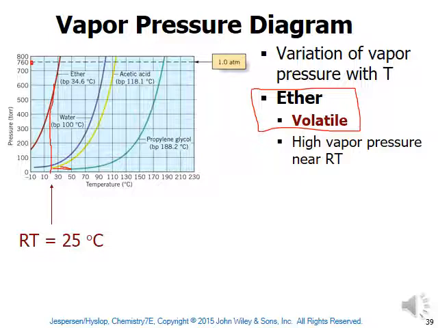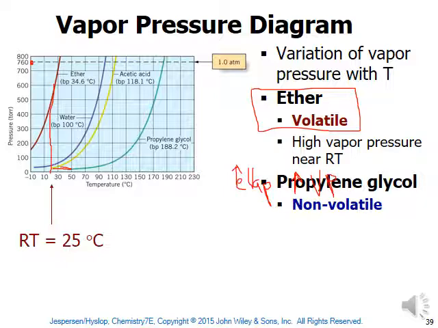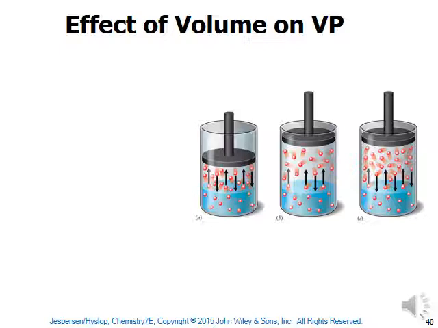So ether is very volatile. That means it evaporates very easily. So substances that evaporate will have higher vapor pressures. That's because they form a heavier layer of gas above them. Propylene glycol is non-volatile. Non-volatile means that it doesn't easily change its state.